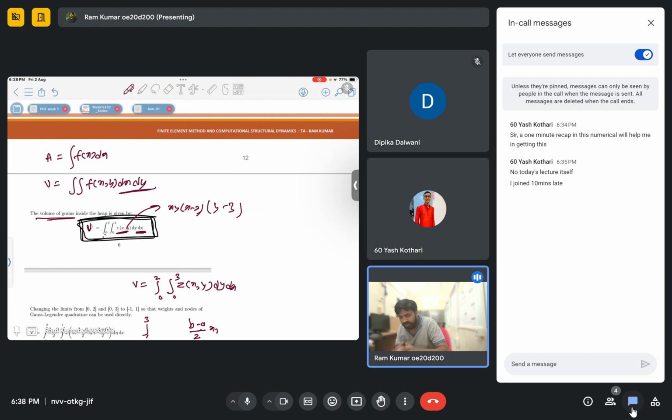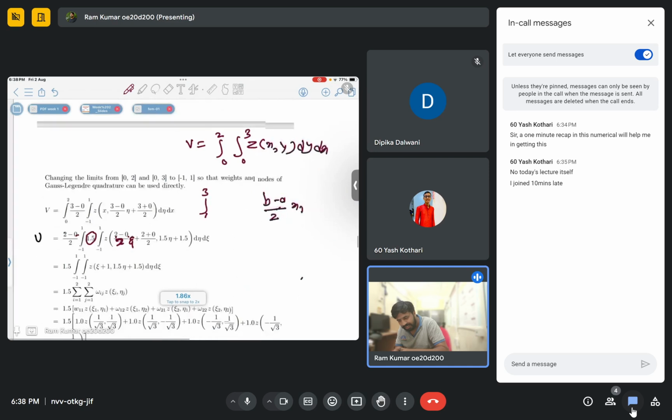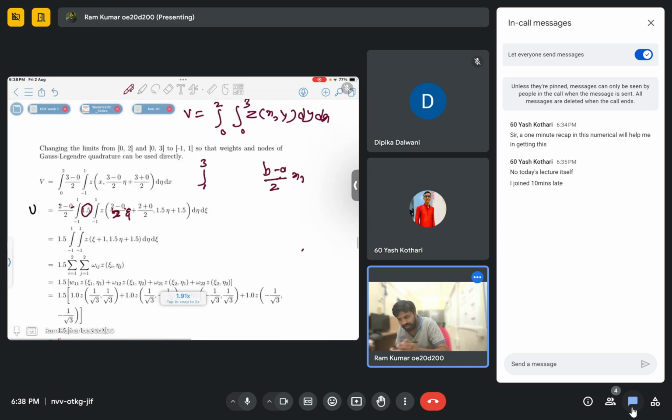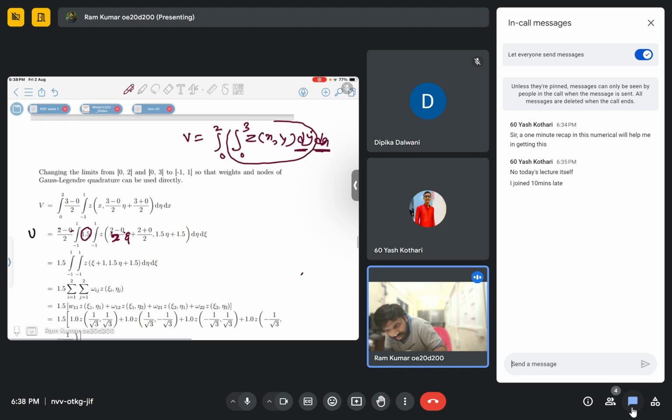So now how are we going to solve this integration? By using that 2-point rule. First we have to change the limit. We are having x and y. So first they changed the limit of y, 0 to 3, and in place of dy they replaced it by d eta, but they are keeping dx the same. Deepika, you are getting it, right? Yes.